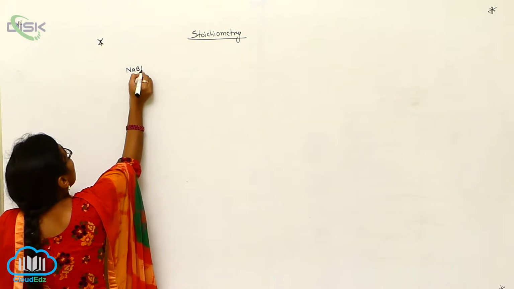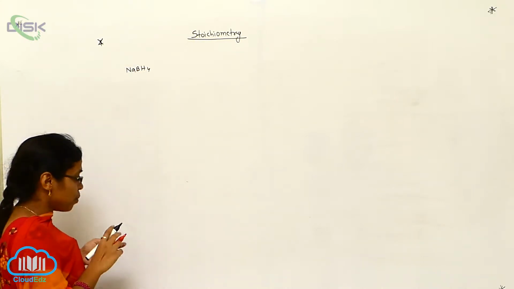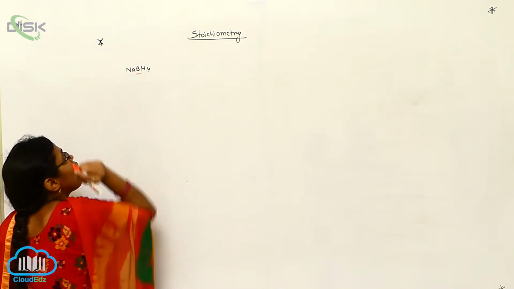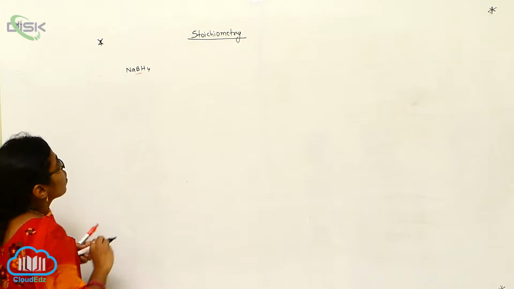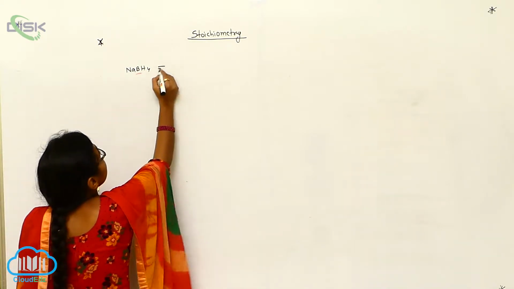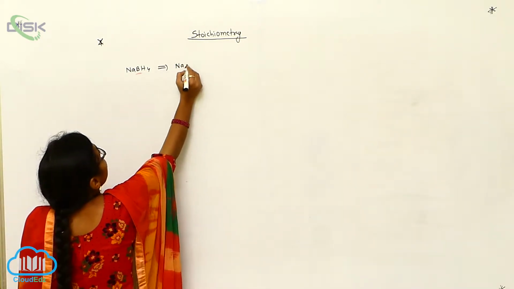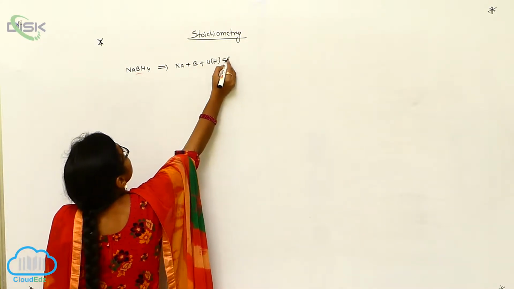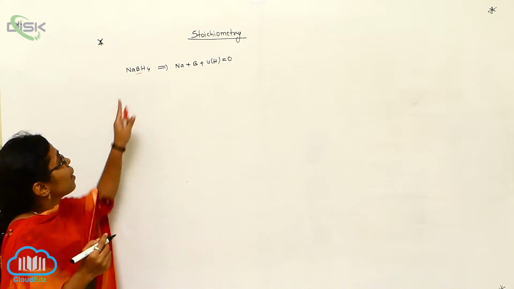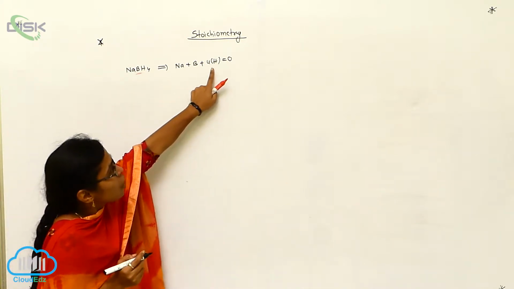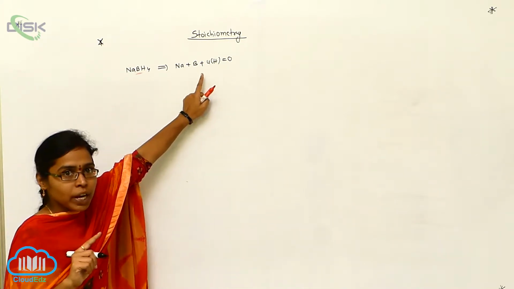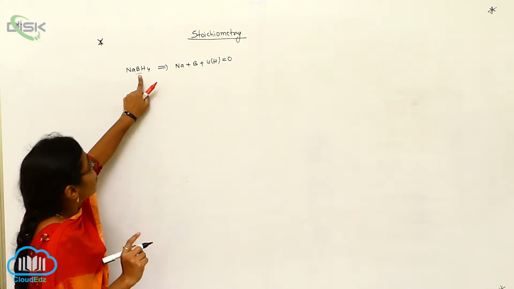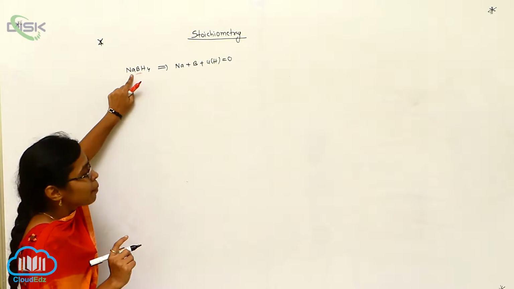Sodium borohydride. You have to calculate the oxidation number of boron. In this one, you can take sodium plus boron plus 4 into hydrogens is equal to 0. Generally hydrogen can show +1 oxidation state, but in this one, hydrogen is linked up with the boron metal as well as the sodium metal.